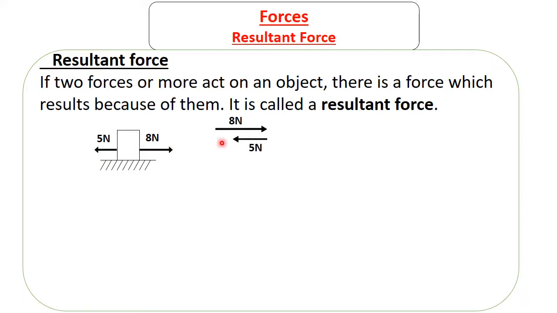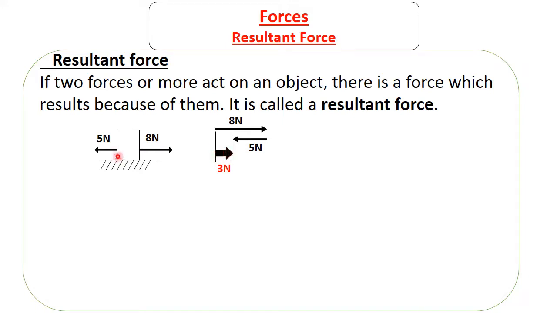So the resultant force is how much force should be added here for this force to reach here. So this is 5 newtons. We need about 3 newtons for it to reach here, so that this is equal to this. So this 3 newtons force, which is here, is the resultant. And the way to draw it, you start from where the first force starts and you end it where the second force ends. So the first force starts here, so you draw a straight line. Then the second force ends here, so you draw a straight line. Then you draw an arrow from where the first force starts to where the second force ends. This is the resultant force.